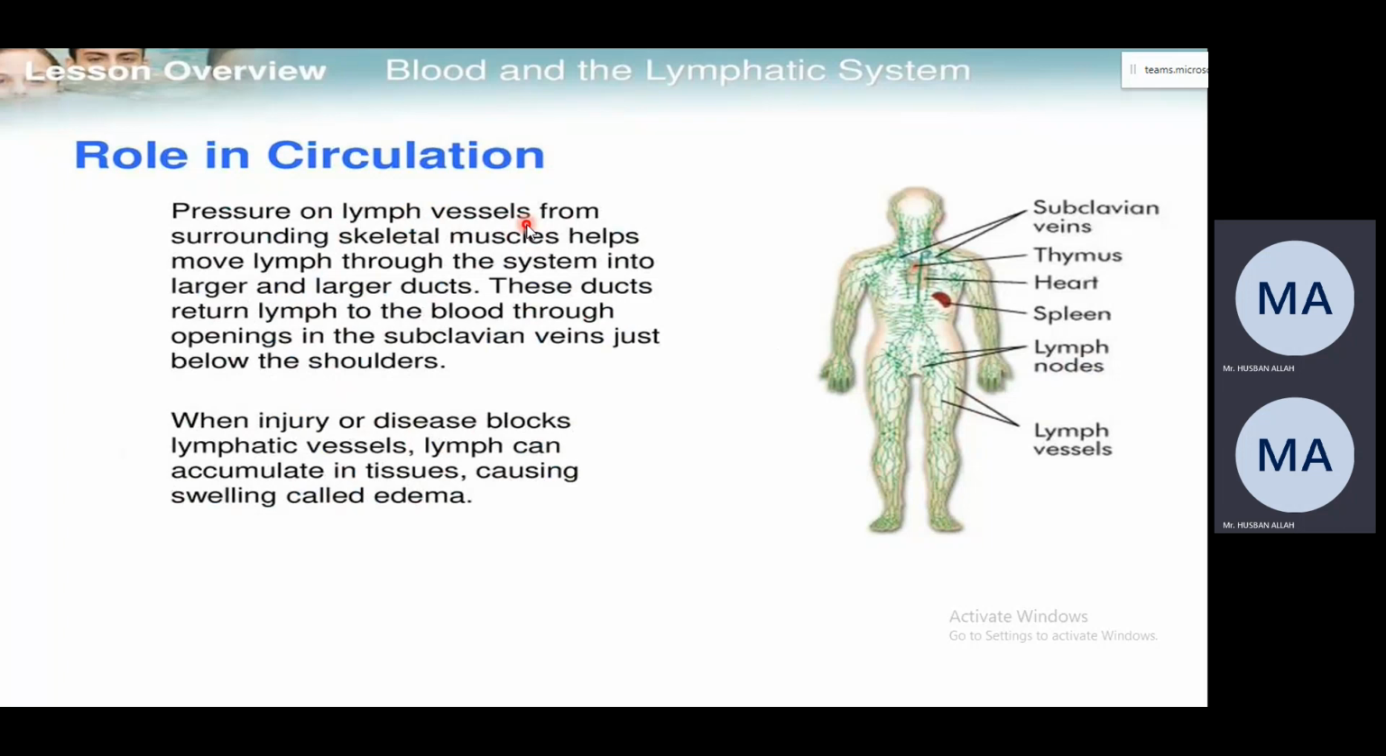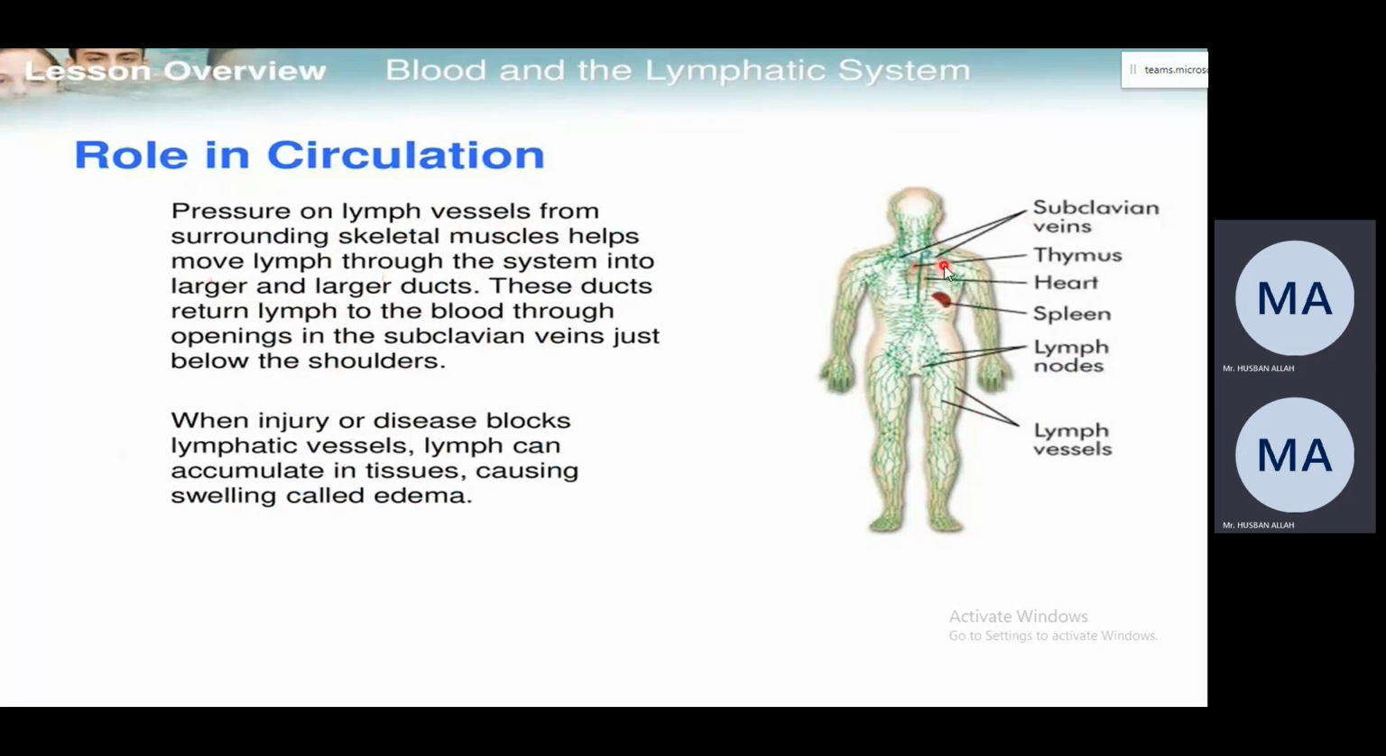So when the skeletal muscle puts pressure on the lymph vessel, it will pump the lymph toward large ducts, or toward large lymph vessels. These ducts return lymph to the blood. They return lymph to the blood through openings in the subclavian veins just below the shoulder, right?